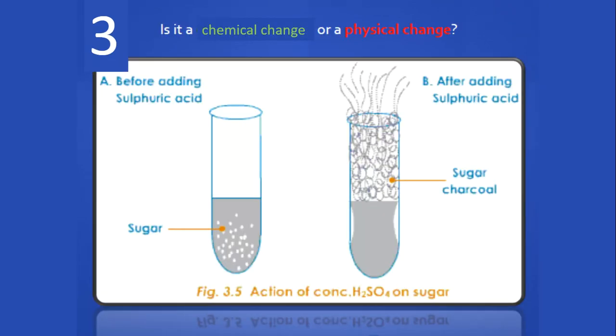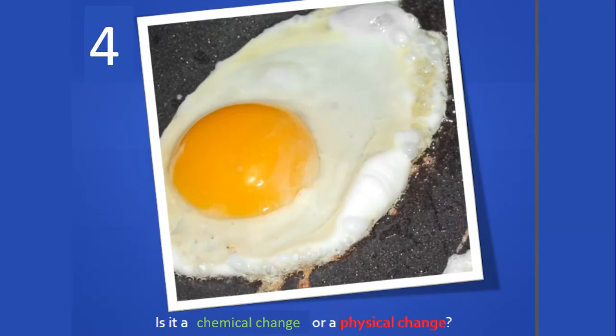Number 3, you have sugar here, and then you add sulfuric acid to the sugar. What comes out of it is gas and bubbles in a new substance. Is this a chemical change or a physical change? Pause the video and answer the question.